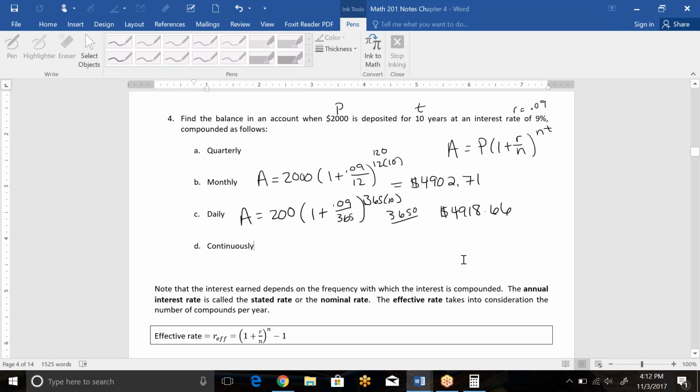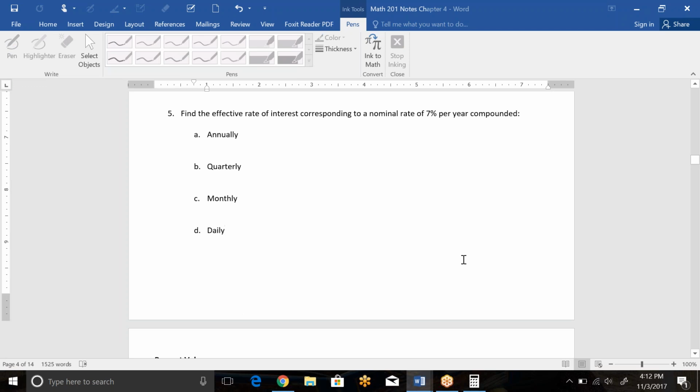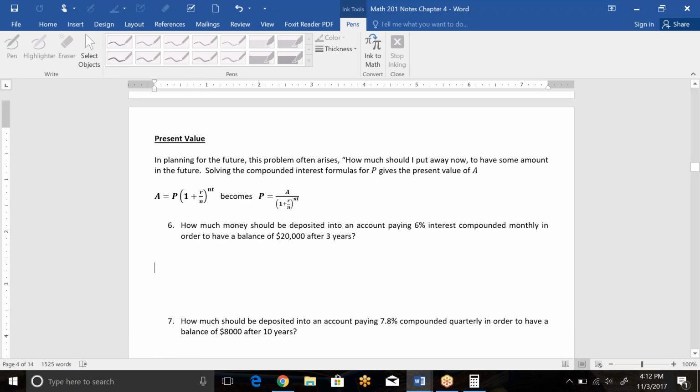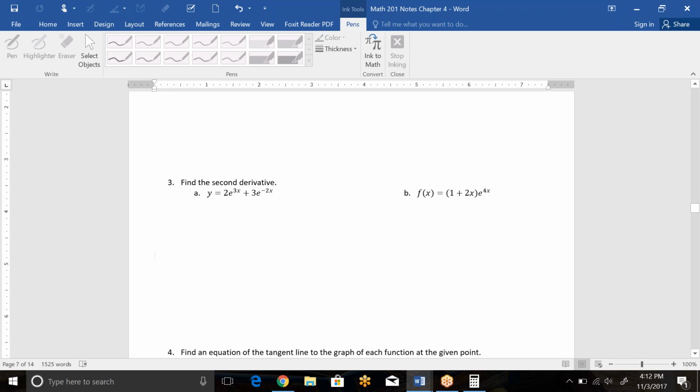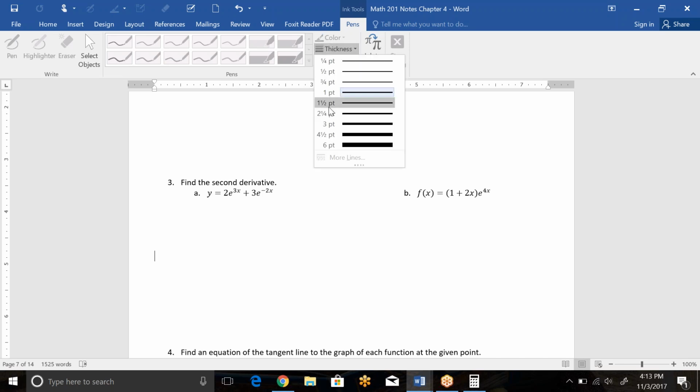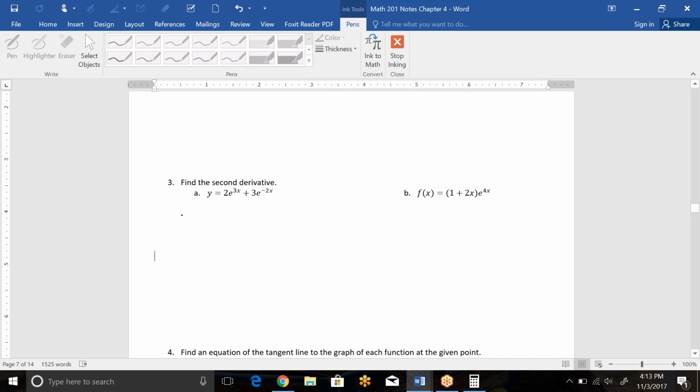Let's see what else we have from this section from the notes. I believe we did all of the rest of 4.2, so now we're moving on to 4.3. There were a couple we skipped there. We skipped number 3. This was the second derivative of this function right here. So we need to take the first derivative first, and then we can take a derivative of that.